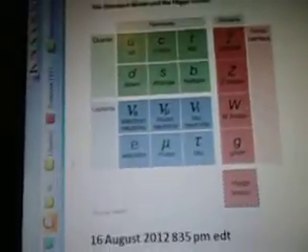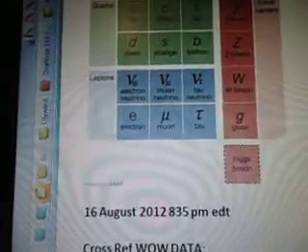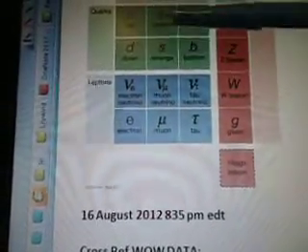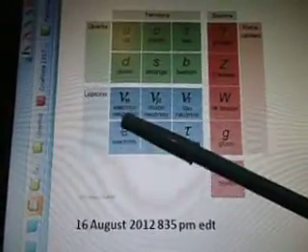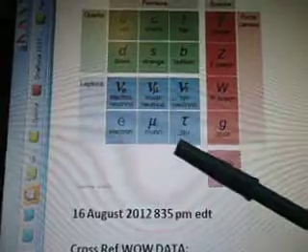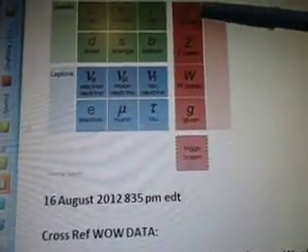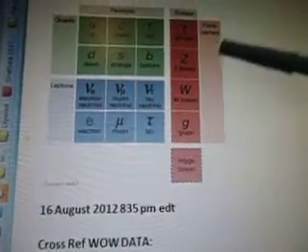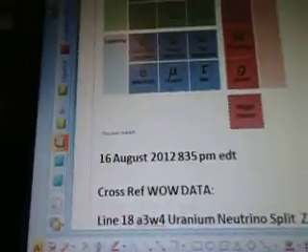I better read this. Okay, so these are the quarks, and these are your leptons over here. And this is fermions and bosons. Okay, so it says up, charm, top, down, strange, bottom. Electron, neutrino, muon, neutrino, tau, neutrino, electron, muon, tau. The bosons are photon, Z boson, W boson, and gluon. Those are force carriers, and then there's the Higgs boson that we've just discovered in June 2012.